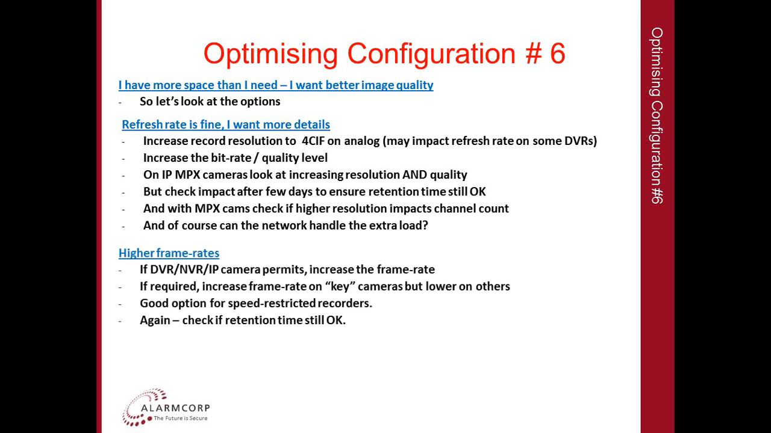Higher frame rates. If your DVR, NVR or IP camera permits, increase the frame rate. If required, you can increase the frame rate on key cameras, but lower it on others. Now, this is a good option for speed-restricted recorders. What we mean by key cameras, for example, if you've got a retail shop scenario, you might want to increase the frame rate on your point-of-sale and entry-exit cameras, but you may want to reduce it on, say, the camera that monitors some of the aisles. Again, after making adjustments, check that the retention time is still okay.